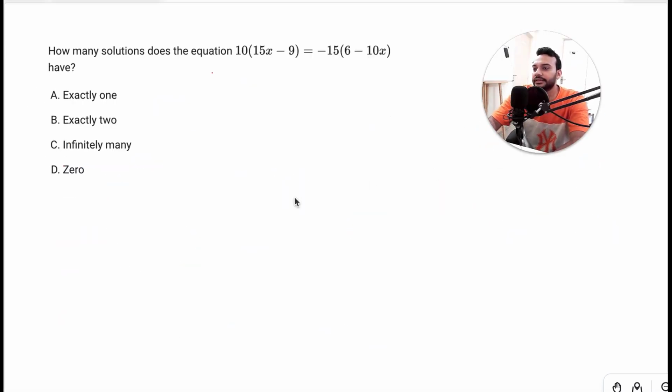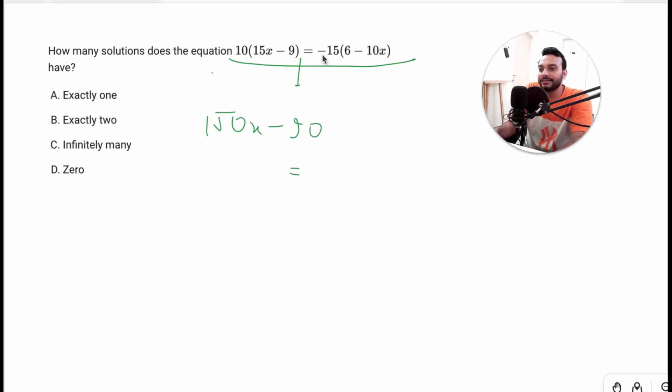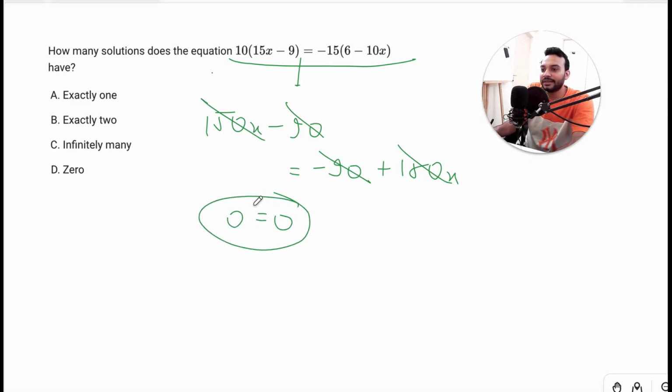How many solutions does the equation 10 times 15x minus 9 is equal to negative 15 times 6 minus 10x have? Okay. For that, we cannot comment unless we completely simplify the given terms. On the left hand side, it's 150x minus 90. On the right hand side, it's negative 15 times 6, which is minus 90, plus, because two negatives, negative 15 times negative 10x, which is 150x. Both sides are identical. 150x cancelled from 150x, negative 90 cancelled from negative 90. It's a 0 equal to 0 situation. That means infinitely many solutions. Option C is the correct one.